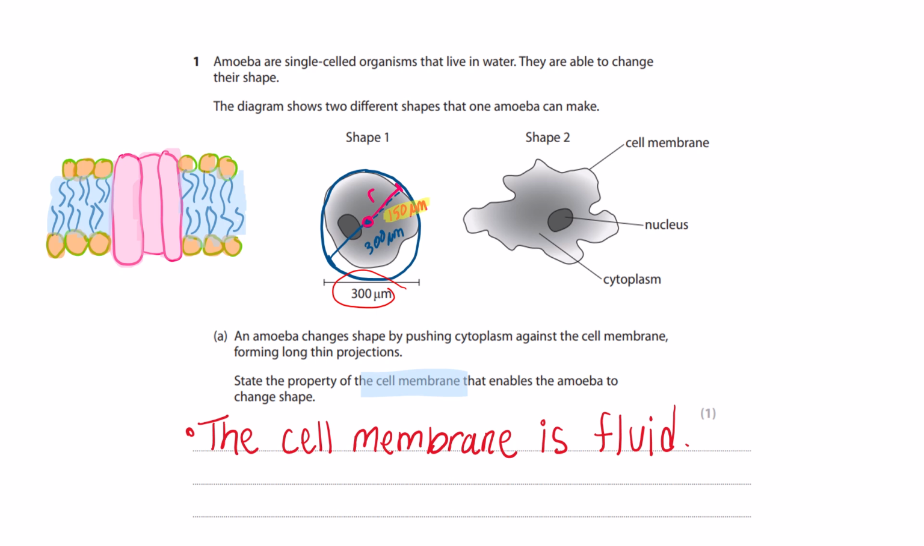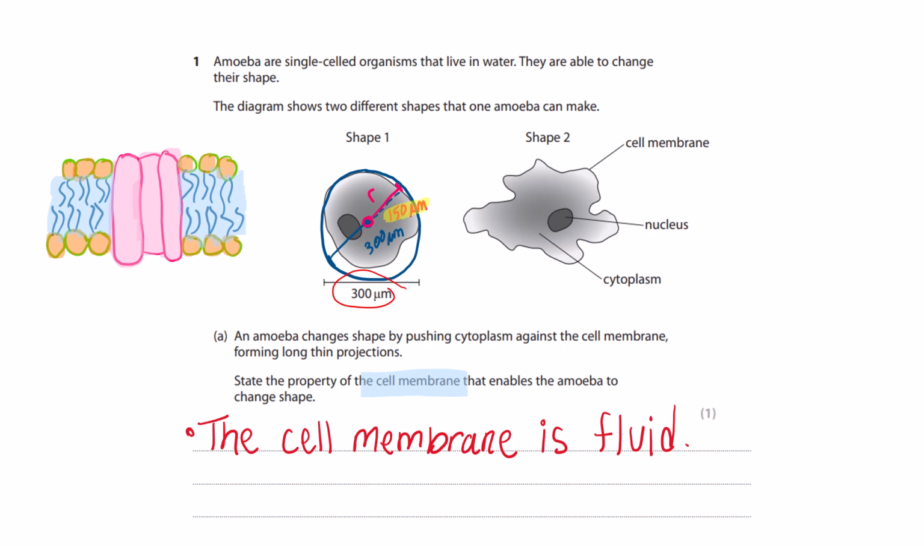This looks very similar to an animal cell, where we have a nucleus, we have a cytoplasm, and a cell membrane. So an amoeba changes shape by pushing cytoplasm against the cell membrane, forming long, thin projections. Okay, we get that point. State the property of the cell membrane that enables the amoeba to change shape.